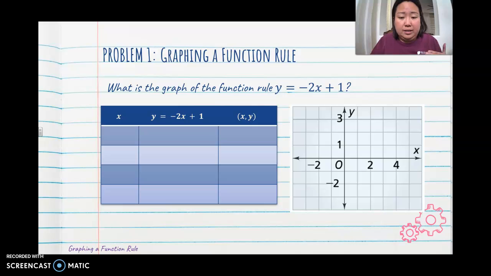So whenever you have a function rule, you just have to put in some values. So those are your x values. You evaluate the equation. So this equation here, you put in the value of x, and then you will get a value of y. All right. So let's have an example first.